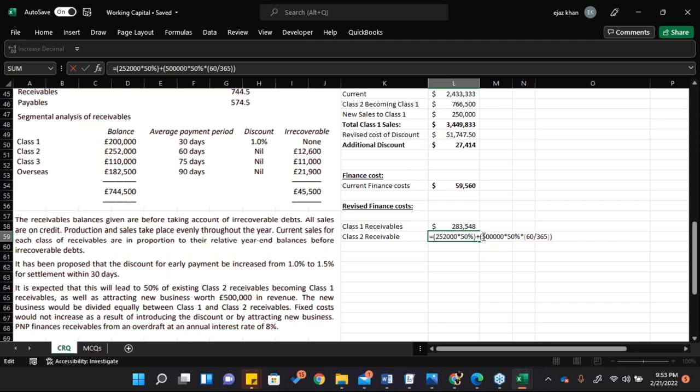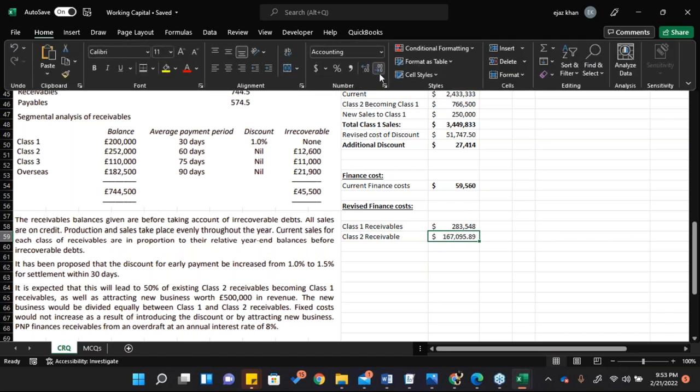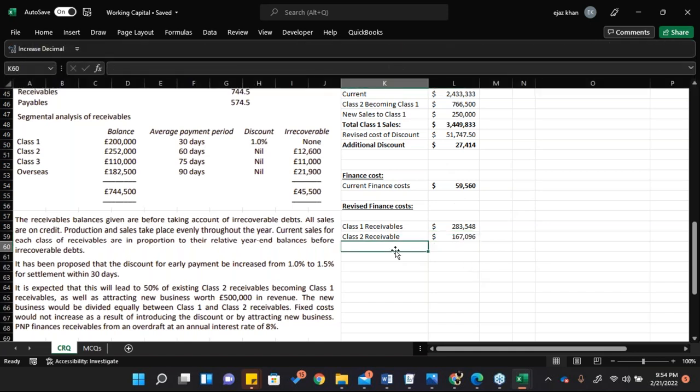But this is a revenue figure, right? So if we take 50% of this, it will give us half of the revenue figure, and we have to convert it into receivables. We can't keep it as sales figures because we are calculating receivables. So we have to multiply it by 60 and divide it by 365 to convert it into receivable figures. So the revised class 2 receivable figure will be 167,096.